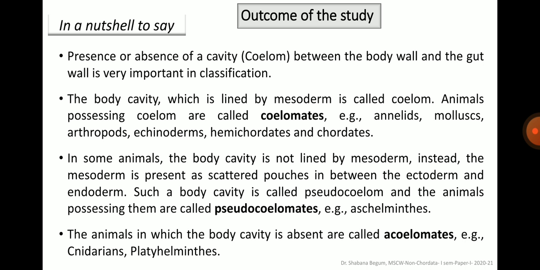And in some animals, the body cavity is not lined by mesoderm. Instead, the mesoderm is present as scattered pouches in between ectoderm and endoderm. Such a body cavity is called pseudocoelom, and animals possessing them are called pseudocoelomates. For example, the aschelminthes, that is roundworms, etc. The animals in which the body cavity is absent altogether are called acoelomates, the example being the cnidarians and the platyhelminthes forms.